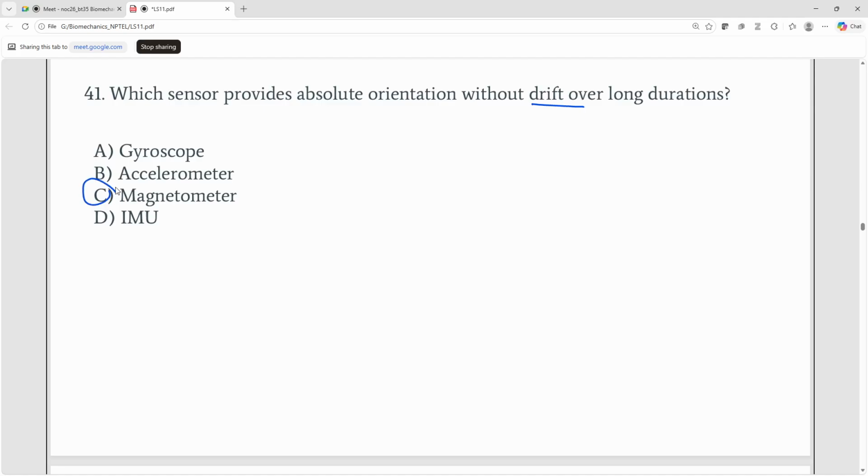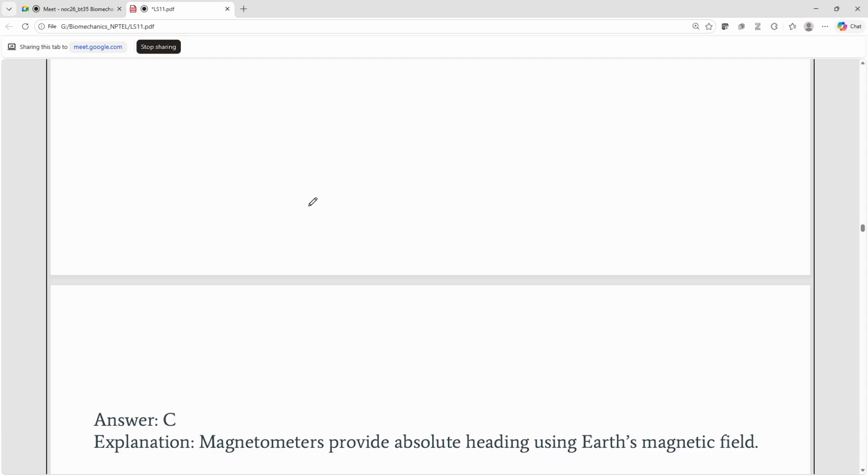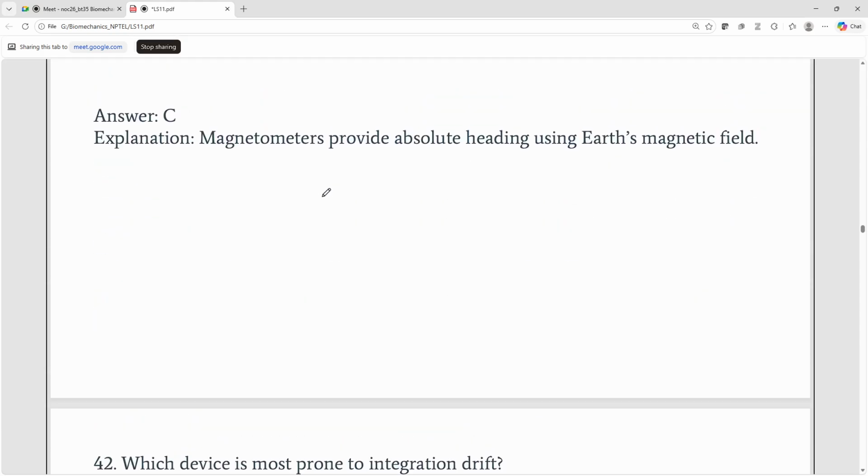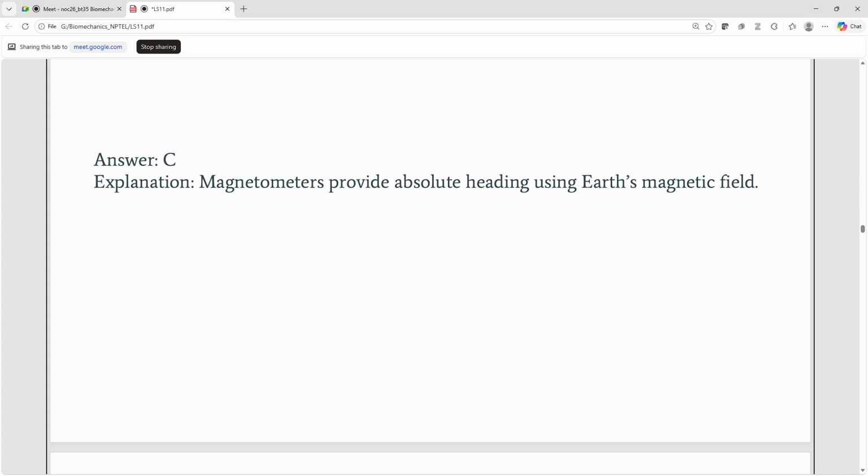Correct answer is option C, magnetometer. Magnetometers provide absolute heading using Earth's magnetic field. That's why magnetometers give readings without drift. Drifts are actually numerical inaccuracies.